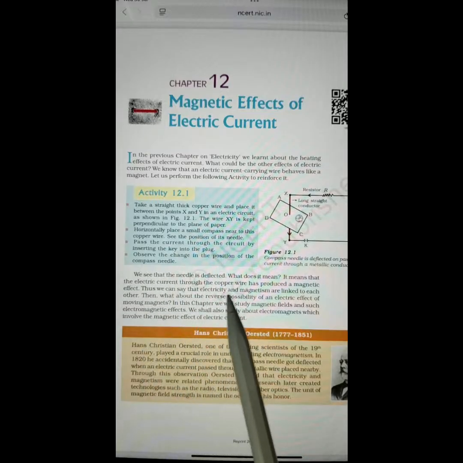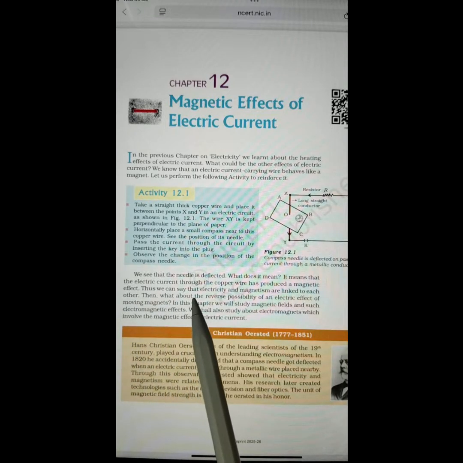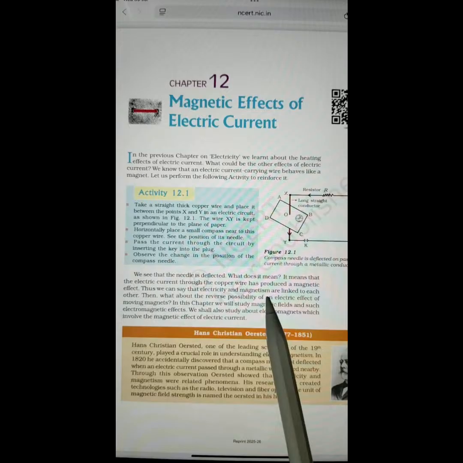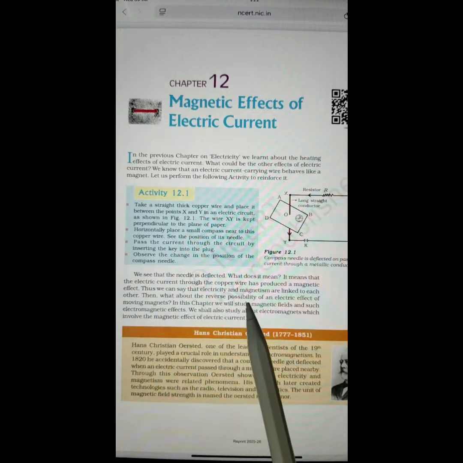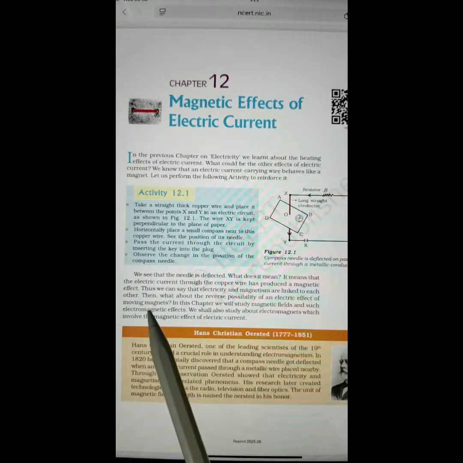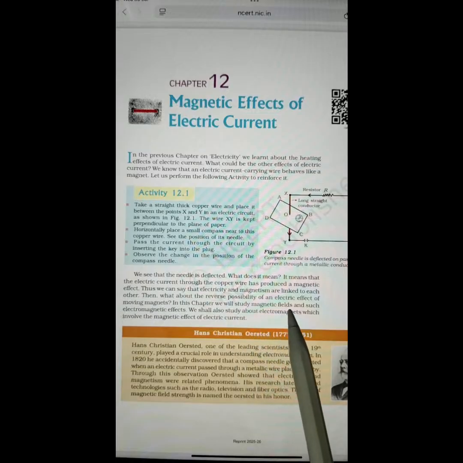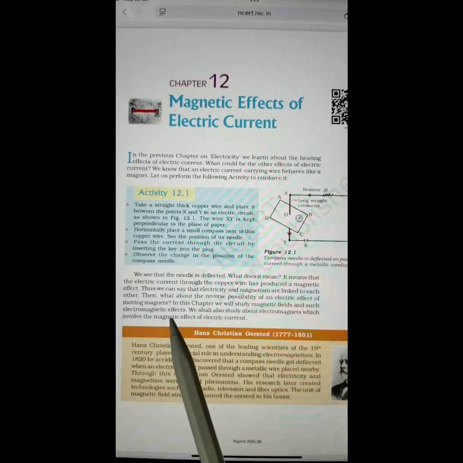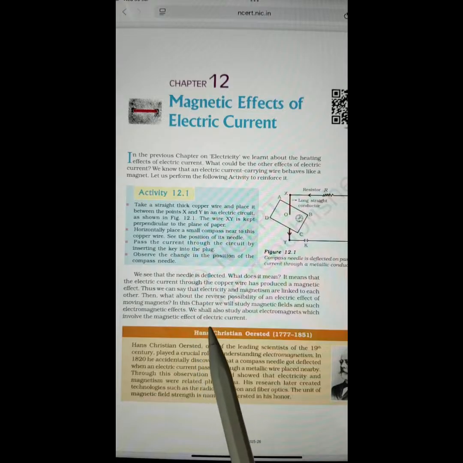We see that needle is deflected. What does it mean? It means that electric current through the copper wire has produced a magnetic effect. Thus, we can say that electricity and magnetism are linked to each other. Then, what about the reverse possibility of an electric effect of moving magnets? In this chapter, we will study magnetic fields and such electromagnetic effects. We shall also study about electromagnets, which involve the magnetic effect of electric current.